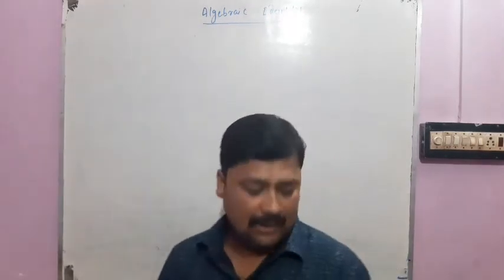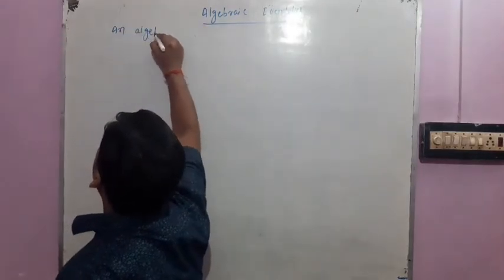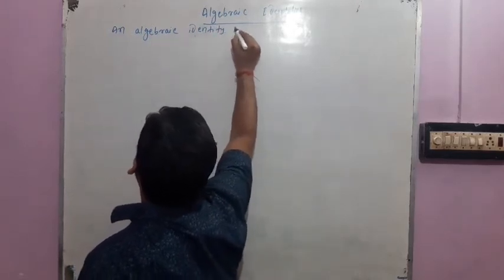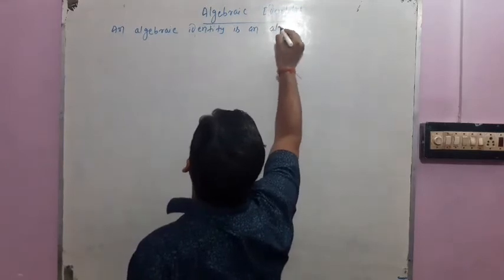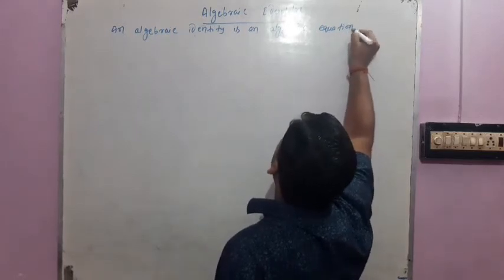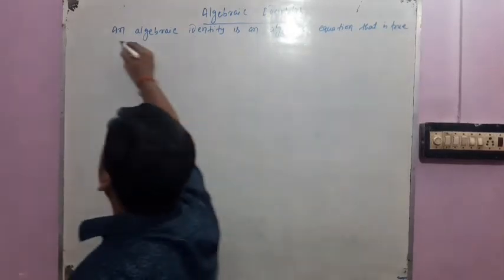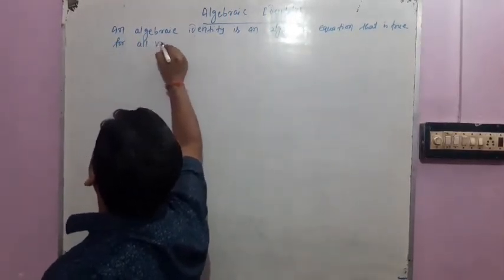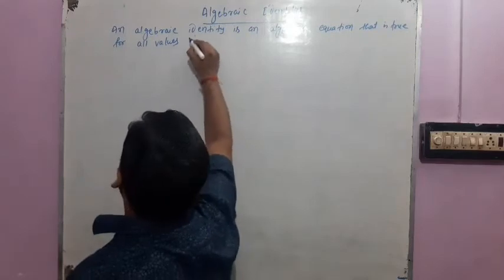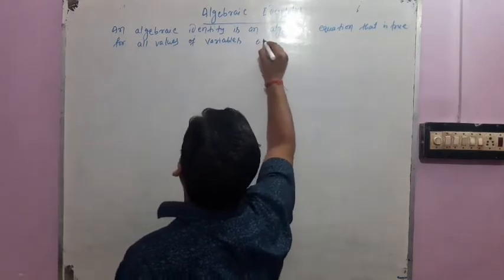What is an algebraic identity? Students, an algebraic identity is an algebraic equation that is true for all values of the variables occurring in it.